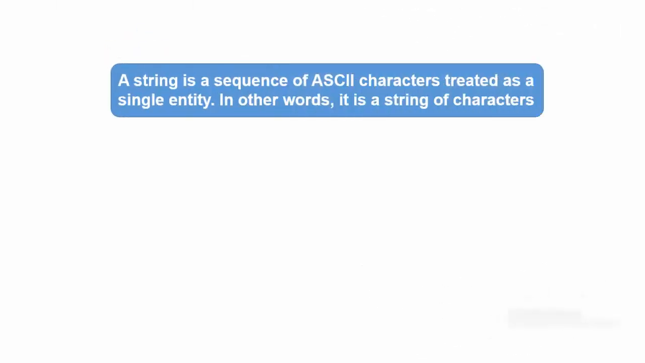A string is a sequence of ASCII characters treated as a single entity. In other words, it is a string of characters. The string data type may be implemented in several ways. The first way is to define the string as a character array.